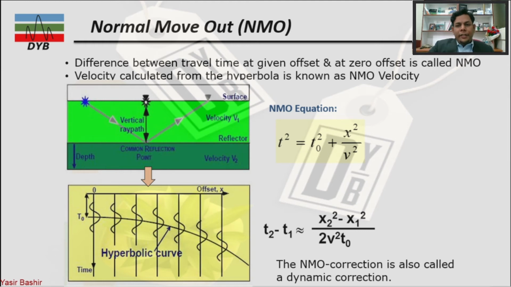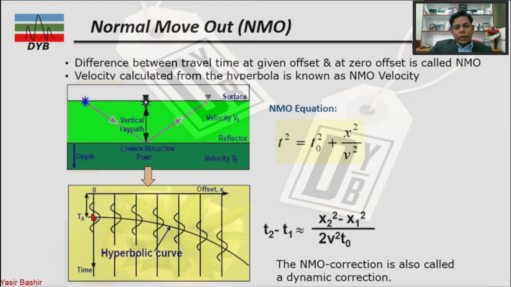So the difference between travel time at a given offset and at zero offset is called your NMO. The velocity calculated from the hyperbola is known as the NMO velocity. So what are we actually doing? We have the source here and the receiver here. This is what actually happens in the real case. But what we have to do is bring our source and receiver here. We are not really moving the source and receiver, but we are bringing the time, I mean how much time it takes from here to here. So we bring all the time here.